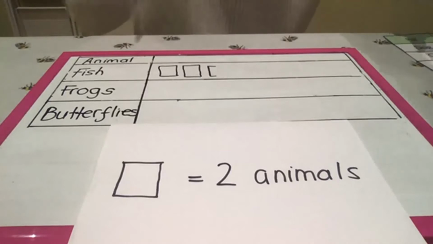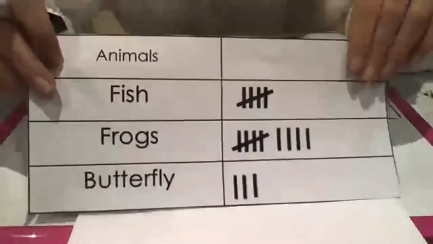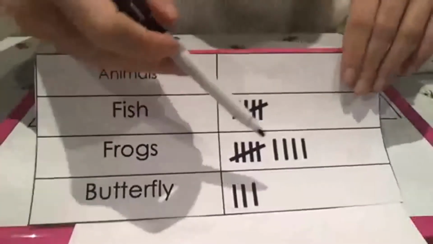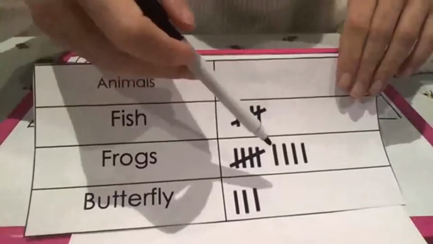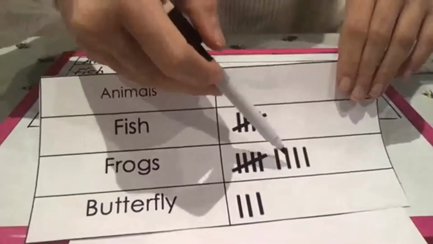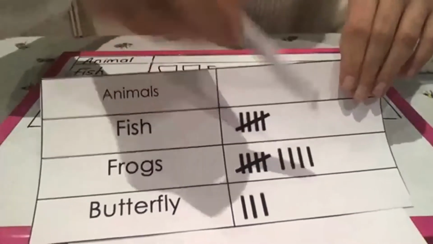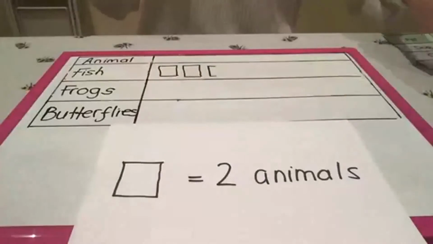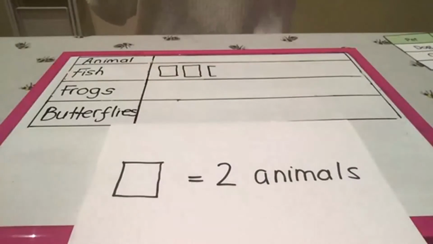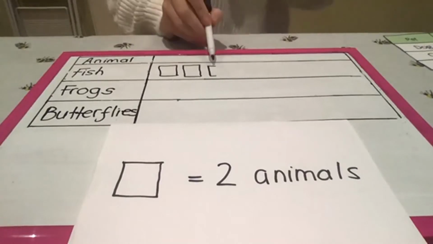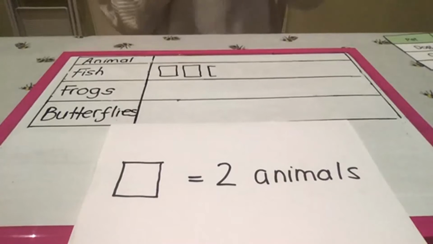Okay, let's look at our next one. So we've got frogs this time, and we've got our finished tally, so that's 5, and then 6, 7, 8, 9. Now again, is 9 an even number? Would we find it if we were counting in 2s? No, we wouldn't, would we? 9 is an odd number, so therefore we're probably going to need to use a half square again. Well, let me have a look.